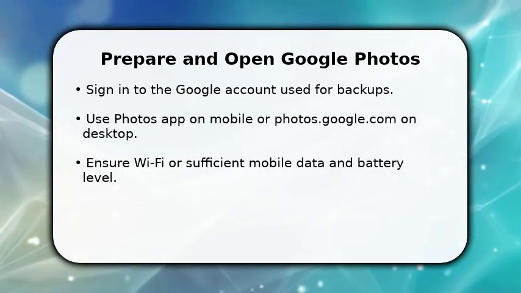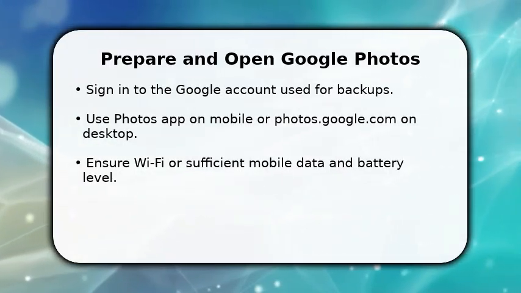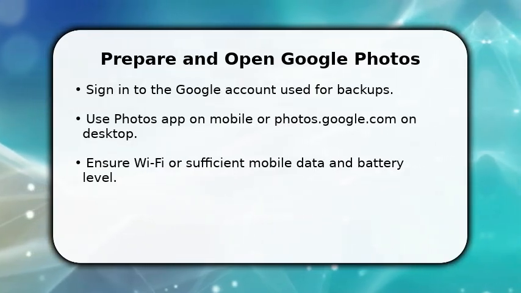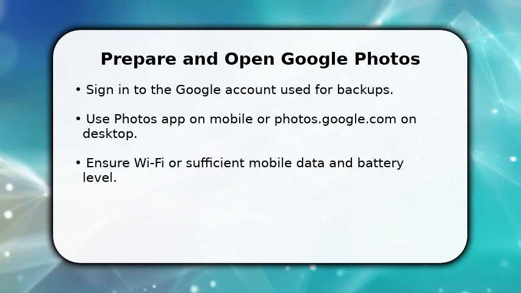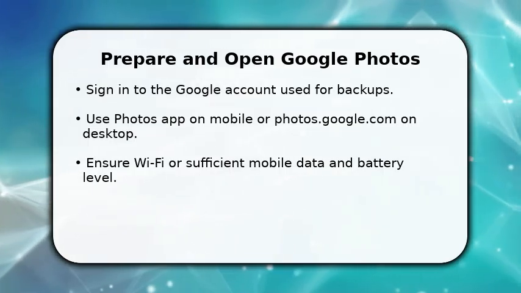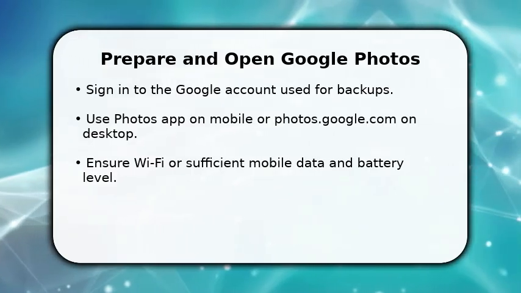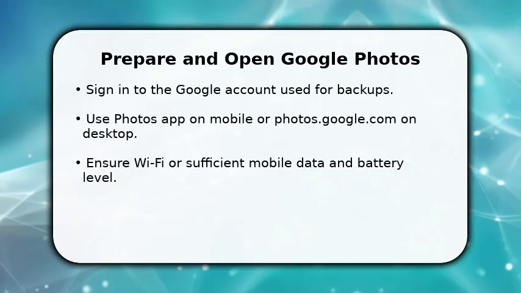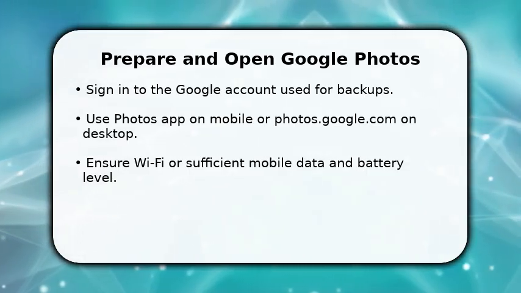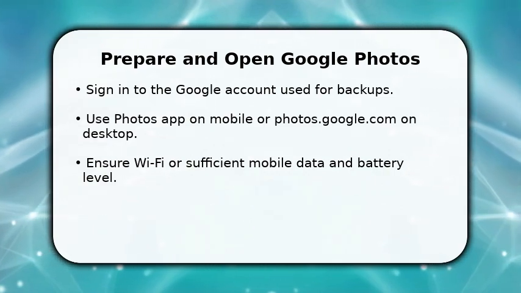You start by signing into the exact Google account that holds your backups. This is crucial. Once signed in, open the Google Photos app on mobile or navigate to photos.google.com on desktop. Make sure you have Wi-Fi or enough mobile data and a charged device so sync can run without interruption. If you're on mobile, tap the account avatar to confirm the active account. After that confirmation, proceed to the Library or Photos view to begin locating backed up items.